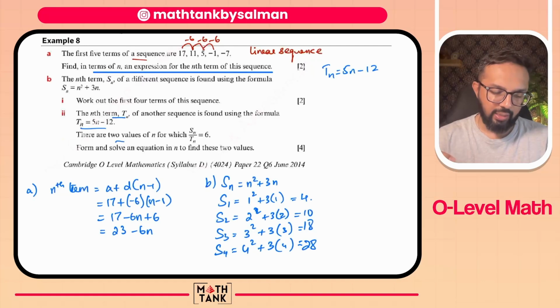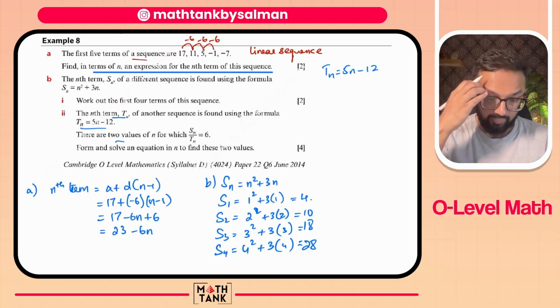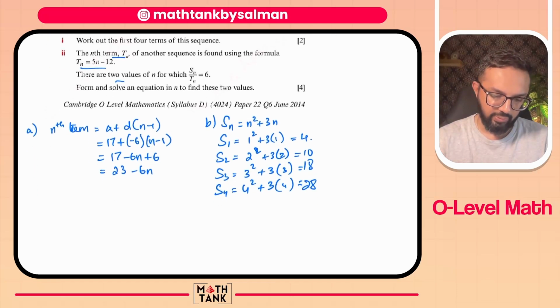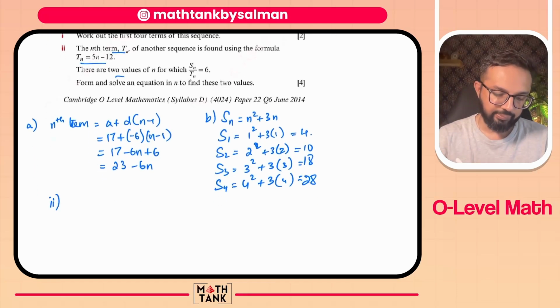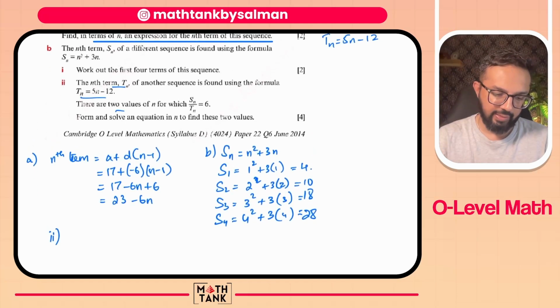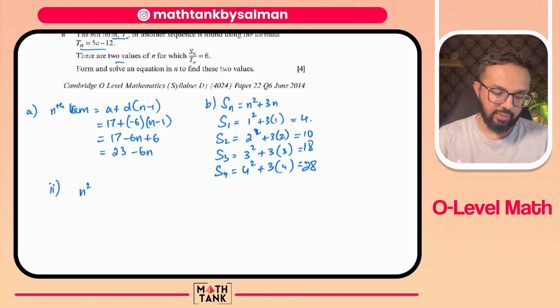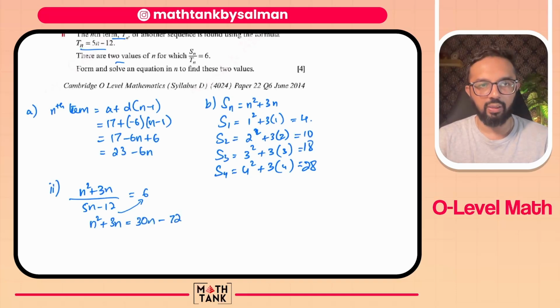Find the two values of n for which Sn over Tn is equal to 6. That's interesting. Form and solve an equation. I've told you everything about Sn, so that's n squared plus 3n over 5n minus 12 equals 6. The next thing I'm going to do is cross multiply. So I get n squared plus 3n equals 30n minus 72. 6 times 5n is 30n, and 6 times 12 is 72.